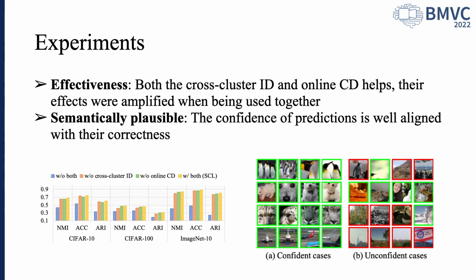In the visual case study, we visualized the correctness and confidence of samples' cluster assignments and observed high consistency between the two metrics. This implies the semantic plausibility of the learned clusters to be consistent with the manually defined classes.